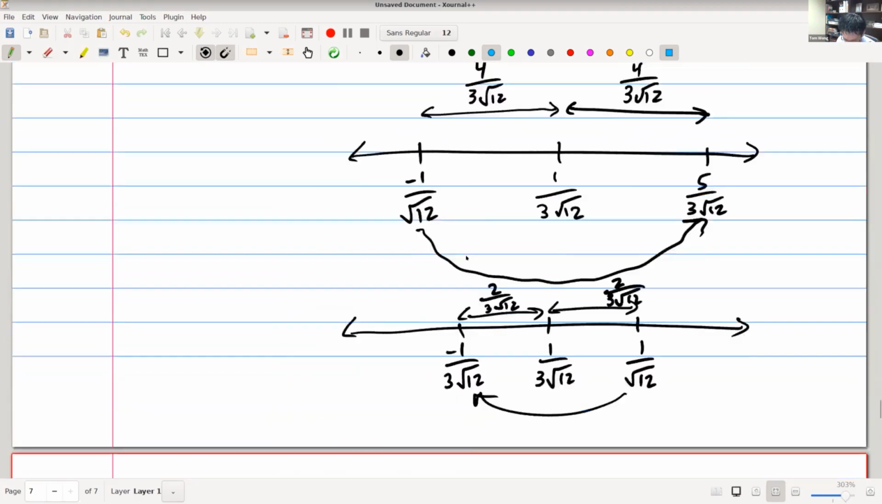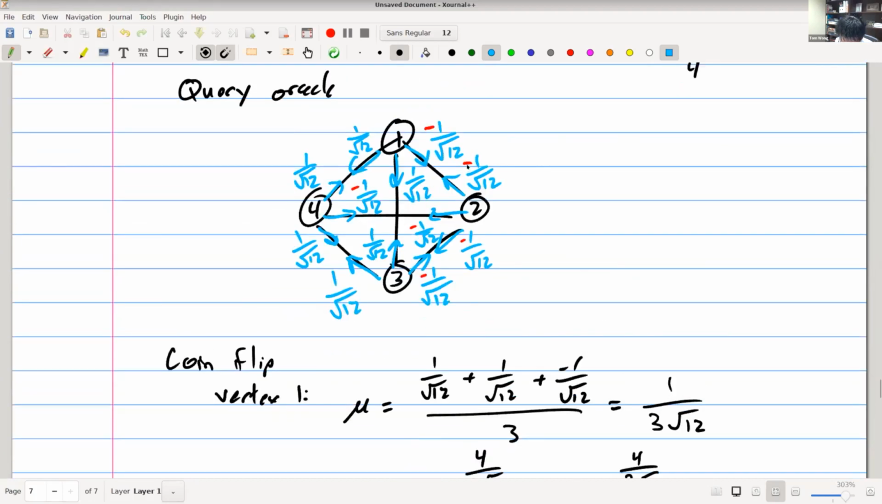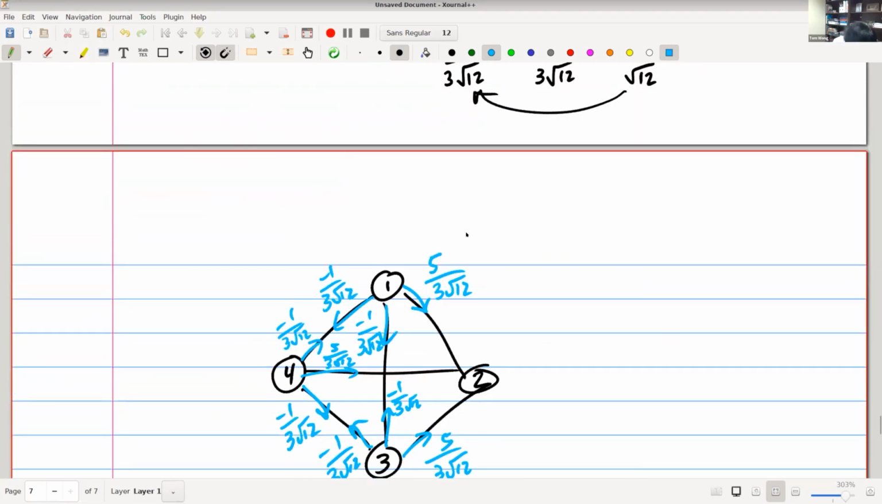And finally, to invert about the average here, all of these amplitudes are minus 1 over root 12, so their average is minus 1 over root 12. So when we invert about the average, nothing happens. So these are minus 1 over root 12, minus 1 over root 12, minus 1 over root 12. Excuse me. So that's what happens when you do the coin flip.